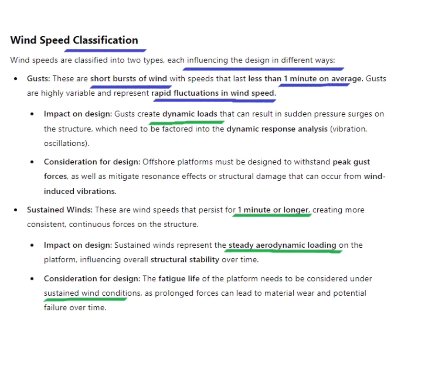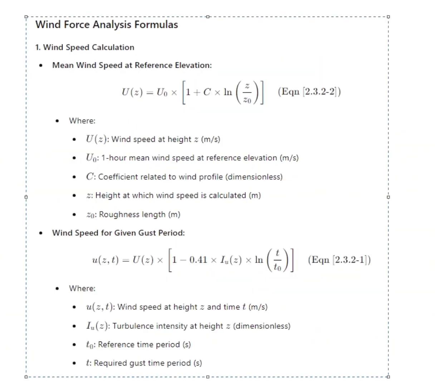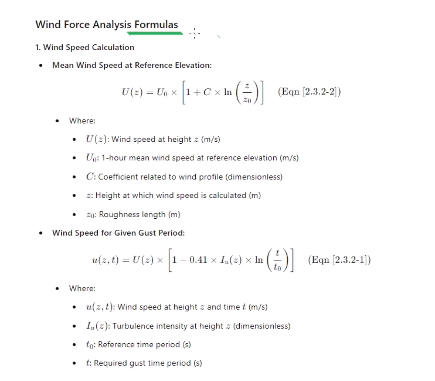Okay, we will see some examples. So here we can see the wind force analysis formulas and wind speed calculation. Mean wind speed at a reference elevation. Here you see U of z, the wind speed at height z, which we can calculate using U0 times 1 plus C, where C is the coefficient related to wind profile, times the logarithm of z by z naught. Here z is the height at which wind speed is calculated, and z naught is the roughness length. U naught is the 1 hour mean wind speed at reference elevation.